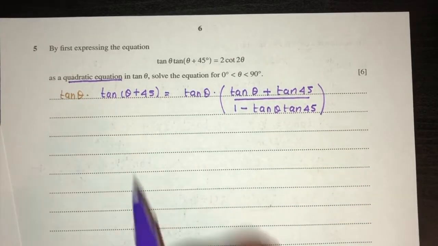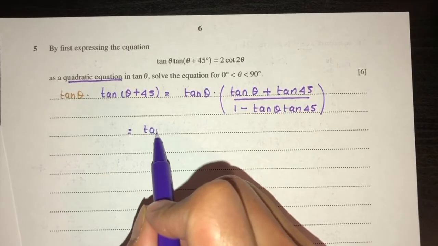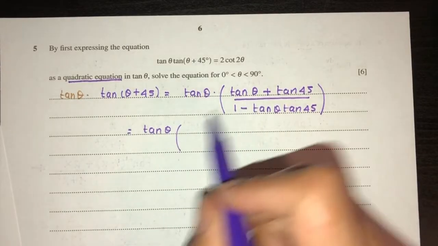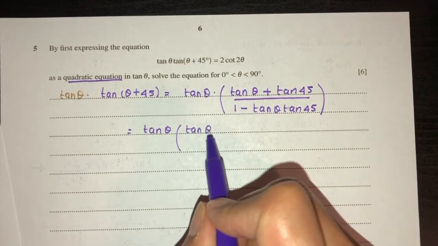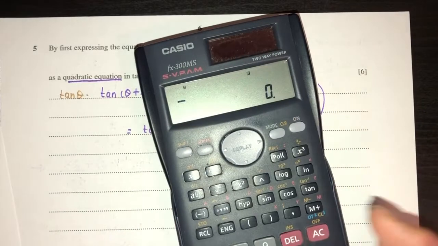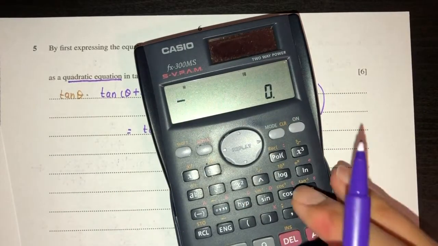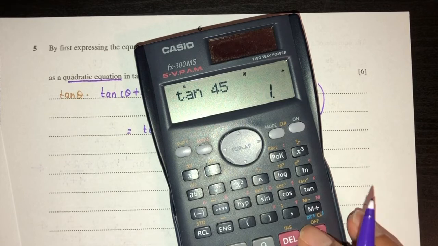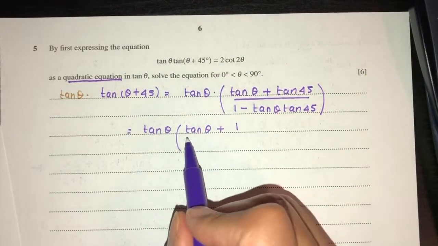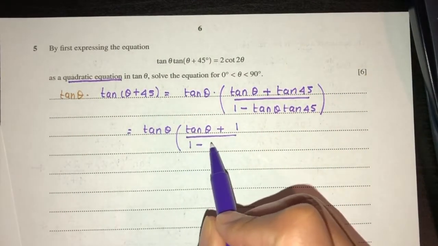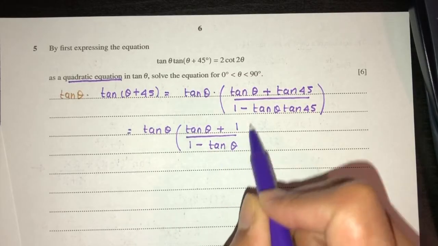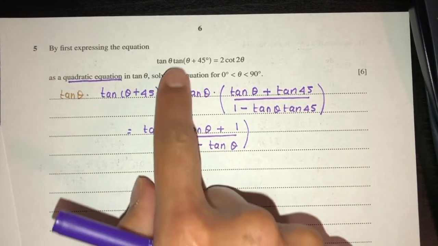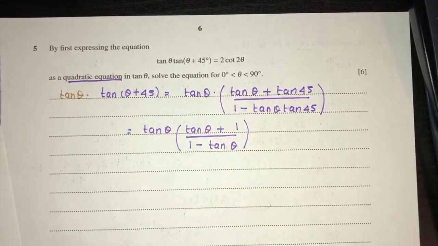So now we have to simplify. You will have tan theta bracket, this is tan theta, and tan 45 is an exact value, you can check. So let's use degrees. Tan 45 is just 1, plus 1. Now divide by 1 minus tan theta. That will be your left hand side. What does this one expand to?